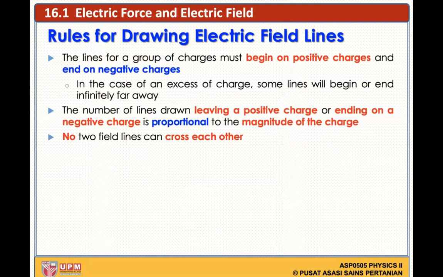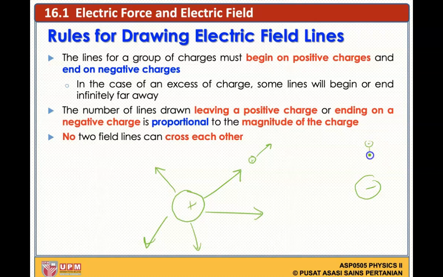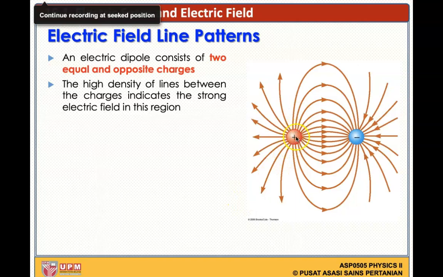Okay, moving on. Rules for drawing the electric field lines. It must begin on a positive charge. Because why? Remember, it will follow the direction acting on a test charge. The test charge feels repelled. So the source wants to follow this line, so it will start from the positive charge. And if there is a negative charge, the positive charge will want to go towards it, so the lines will be going towards the negative charge. So ultimately, the lines coming from the positive charge will end up at the negative charge.